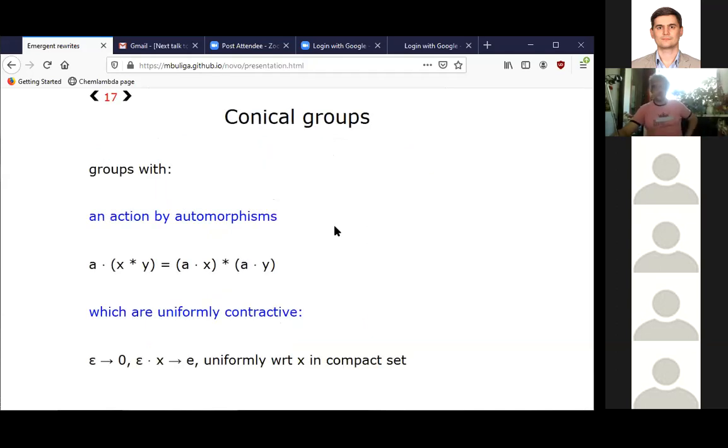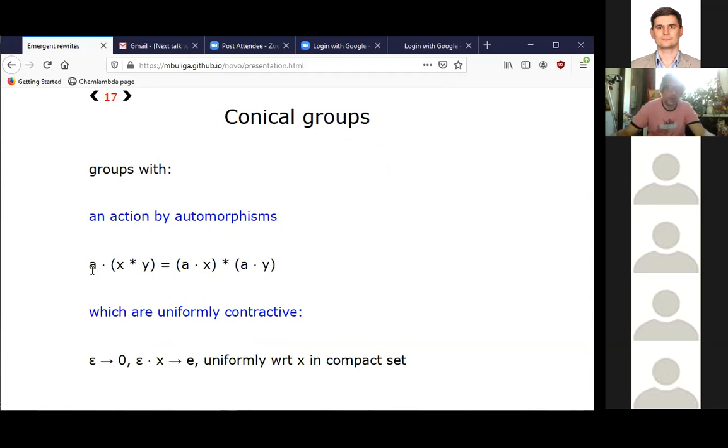Okay. So what is a conical group? A conical group is what you would expect. So this is the group operation, and you have multiplication by scalars, which distributes over the operation of the group.